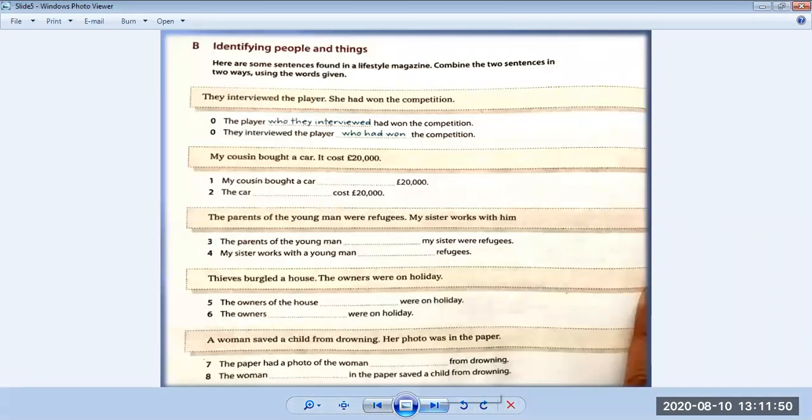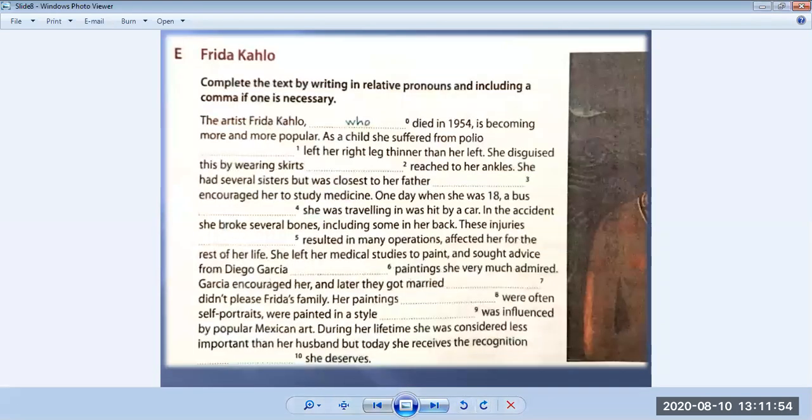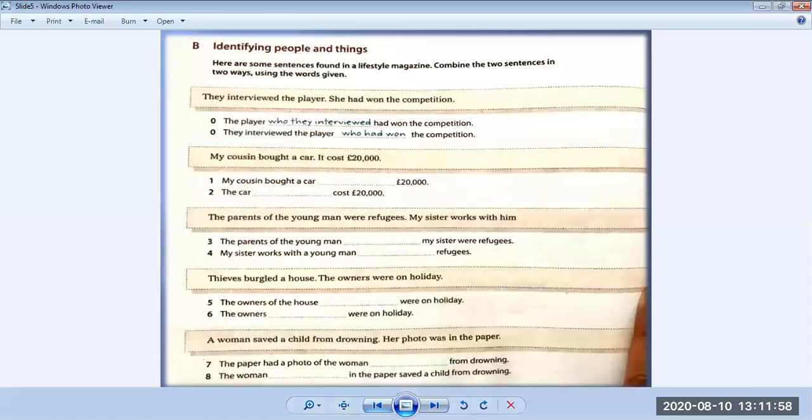Identifying people and things. Now here we have exercises B, C, D, and E. So we have four exercises. We're going to complete the exercises partially. I'm going to complete half, and the other half you're going to complete on your own. Identifying people and things: here are some sentences found in a lifestyle magazine. Combine the two sentences in two ways, using the words given.